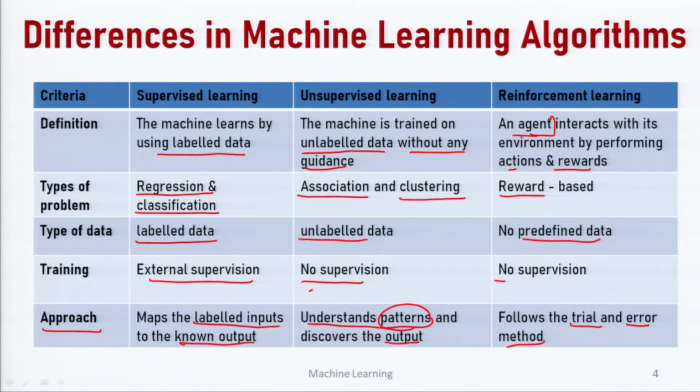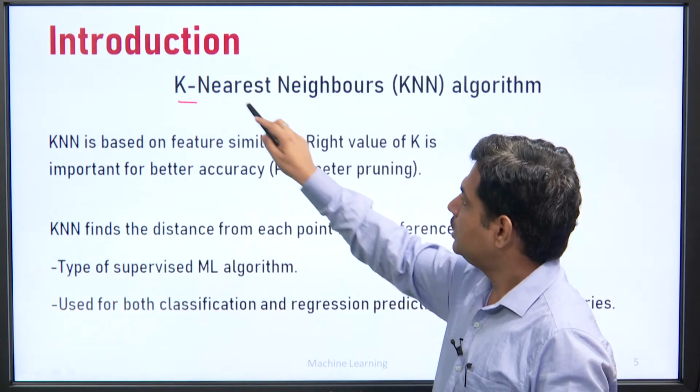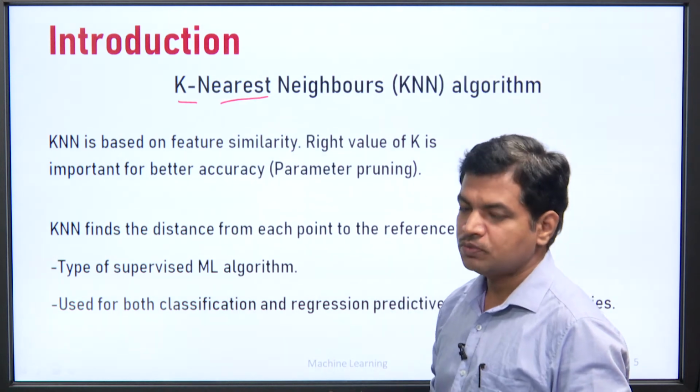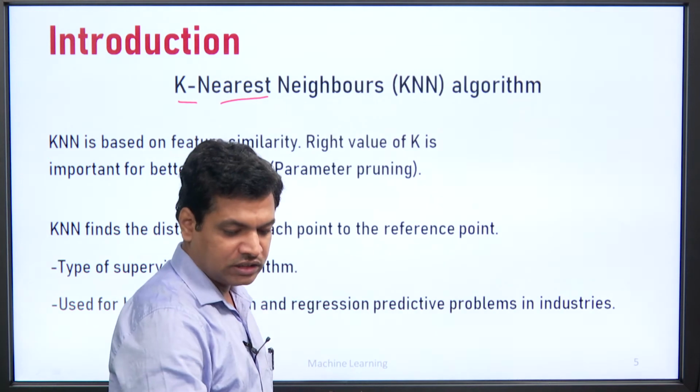Okay, so let us move ahead with our KNN algorithm, which is a supervised machine learning algorithm. Here k holds an integer value, the number of nearest neighbors. Let us see with an example.